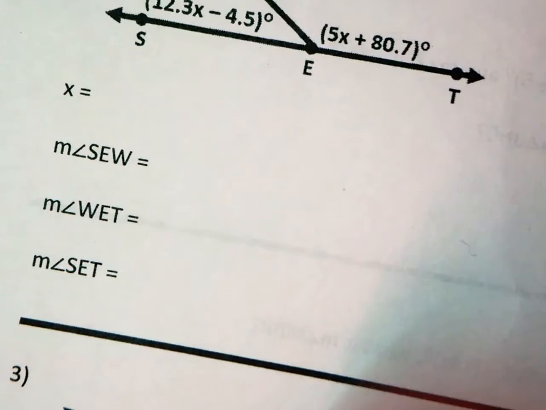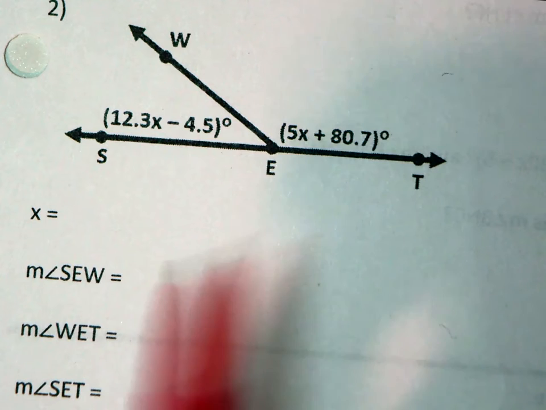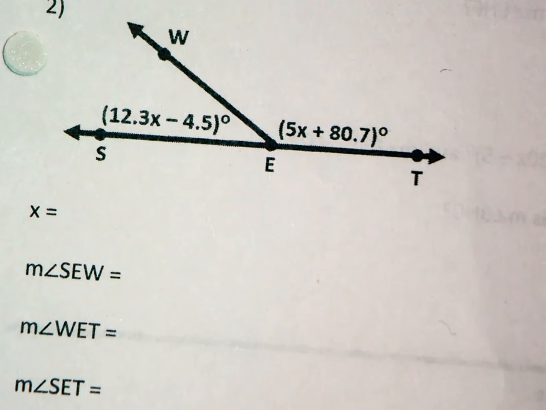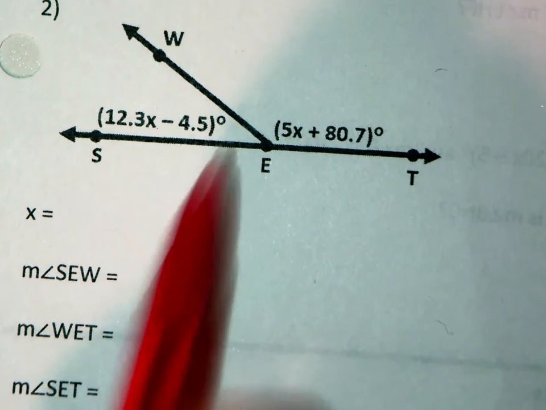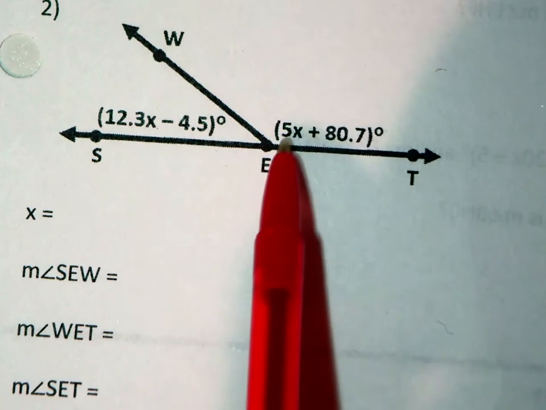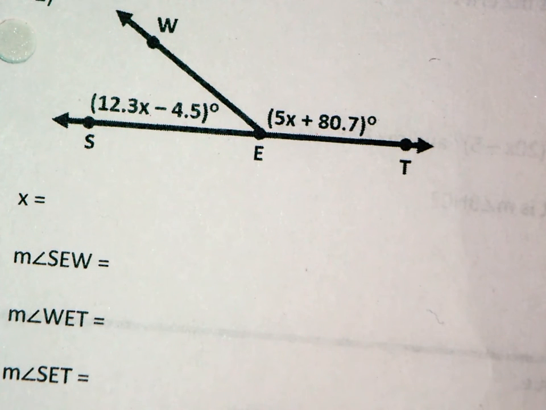Now, for those of you who are watching the videos, I am not going to work through the rest of the problems, but I am going to give you some slight hints here on a couple of them. The two angles we have here are supplementary angles, in which the two angles would add up to be 180 degrees. So I could say 12.3x minus 4.5 plus 5x plus 80.7 has got to equal 180 degrees. Simplify and solve for x, and you should end up with a solution.